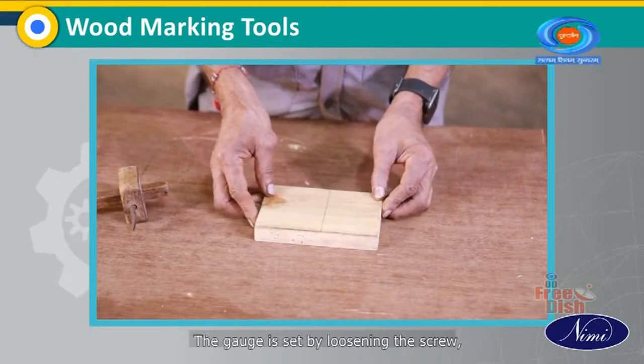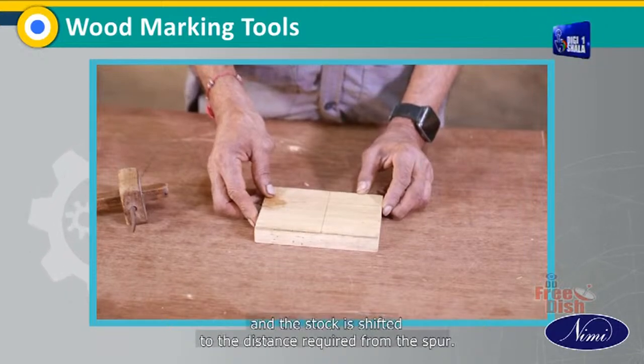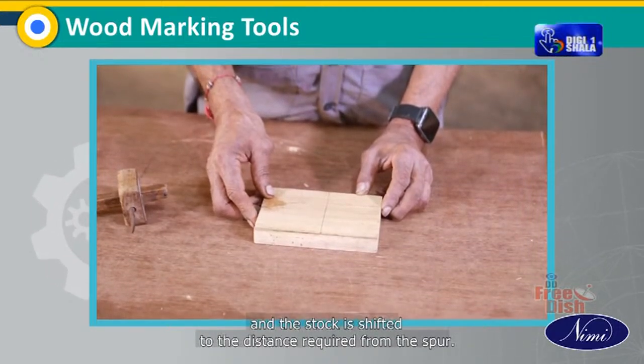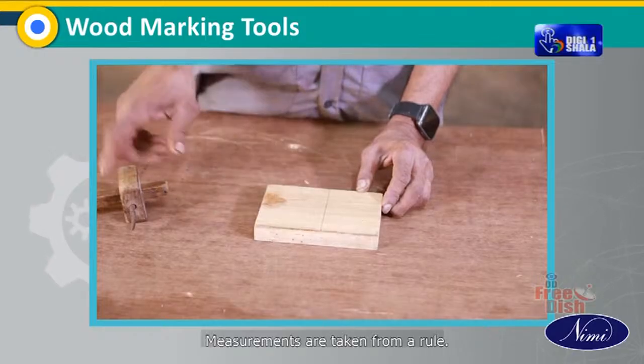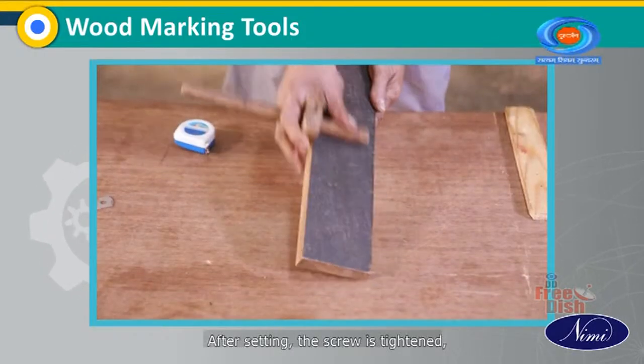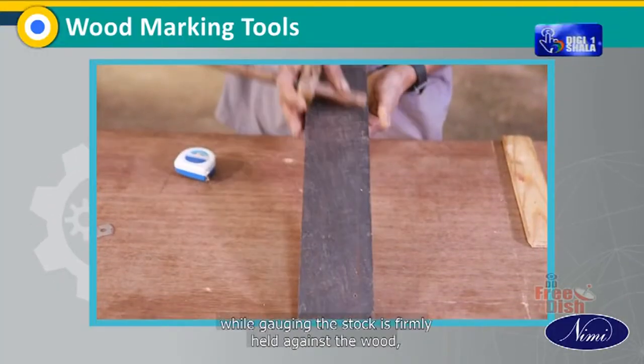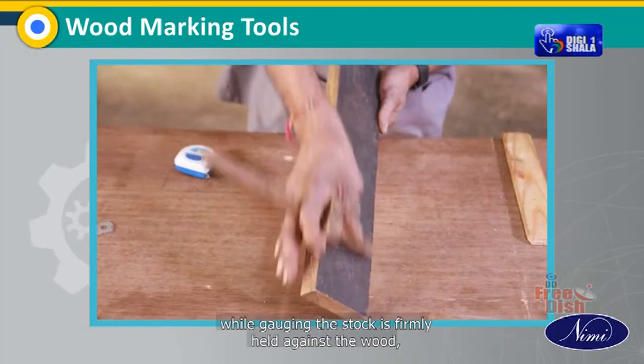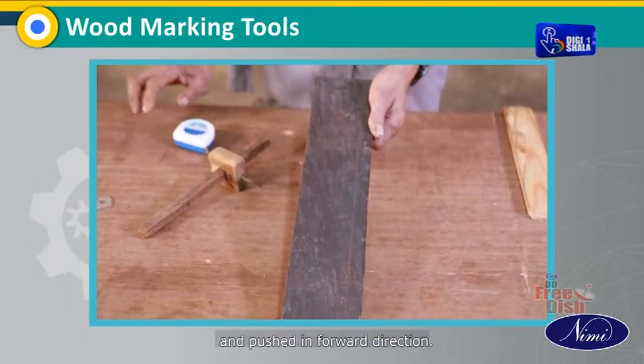The gauge is set by loosening the screw and the stock is shifted to the distance required from the spur. Measurements are taken from a rule. After setting, the screw is tightened. While gauging, the stock is firmly held against the wood and pushed in a forward direction.